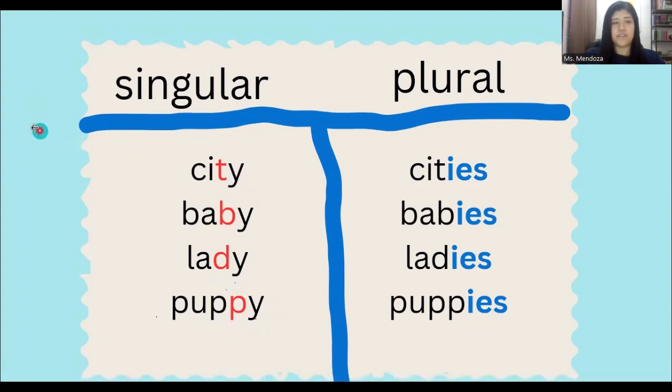We know that we are supposed to take off the Y. Instead, we are going to write an I, and then we are going to add an ES. So instead of city, singular, in order to make it plural, we are going to write cities. Okay, can you repeat after me? Cities. Good job. So now, let's look at the rest of the words.